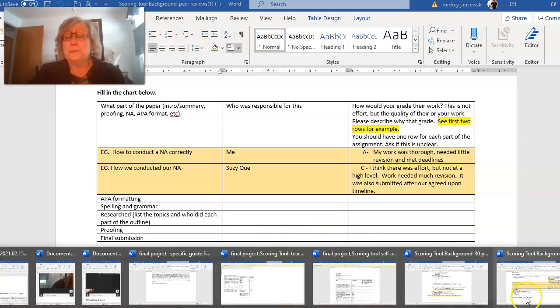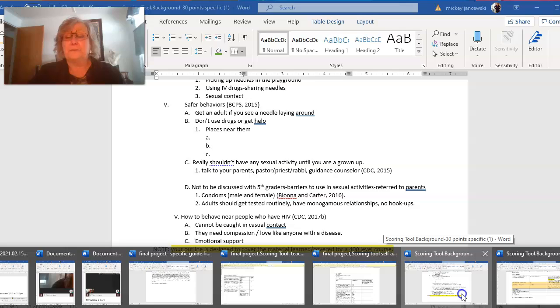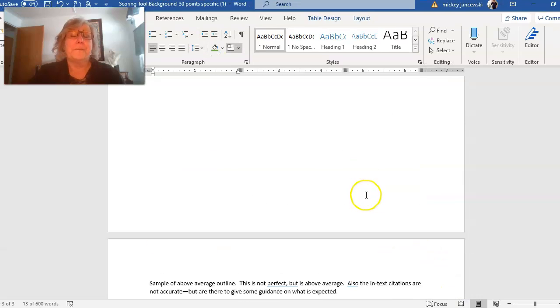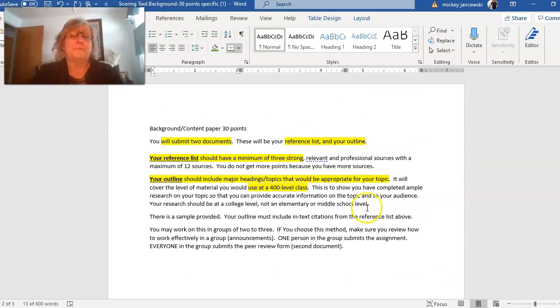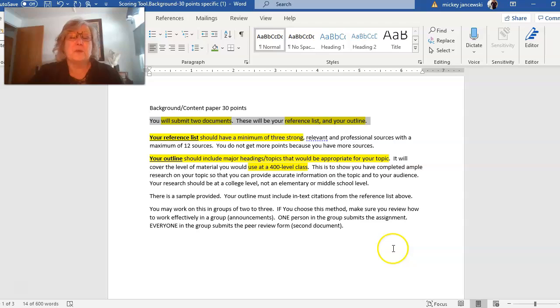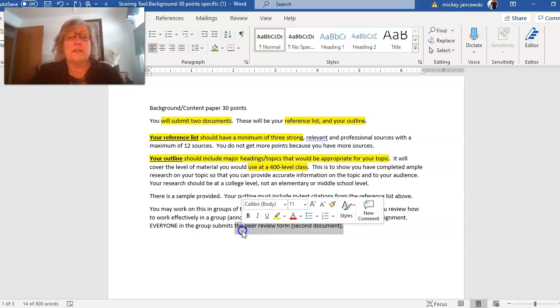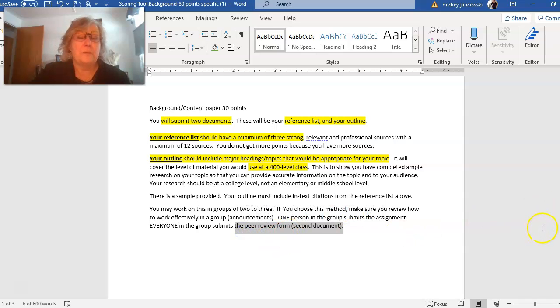So to review very quickly, if you work by yourself, you're submitting 2 documents. One is your reference list, one is your outline. If you're working in groups of 2 or 3, one person will submit these 2 documents, and everyone in the group will submit this other document, which is a peer review.